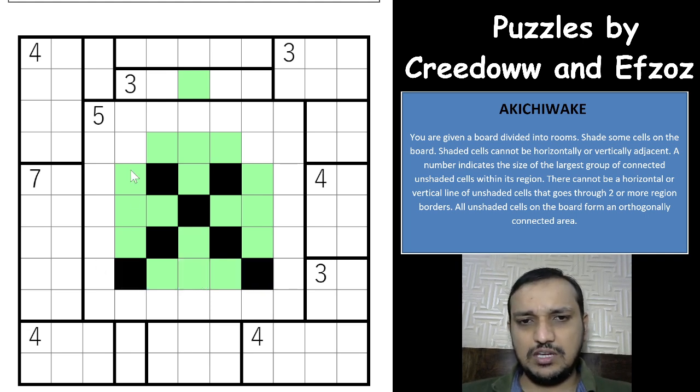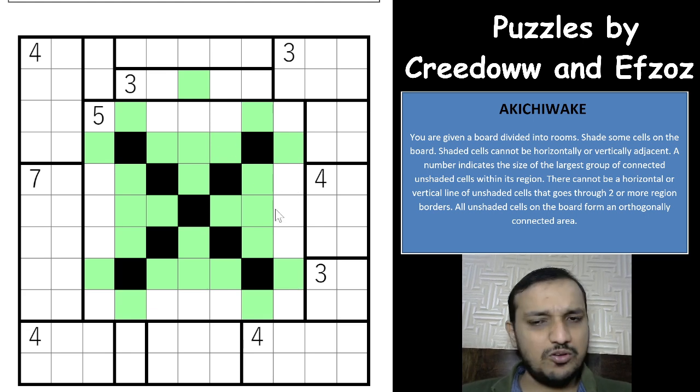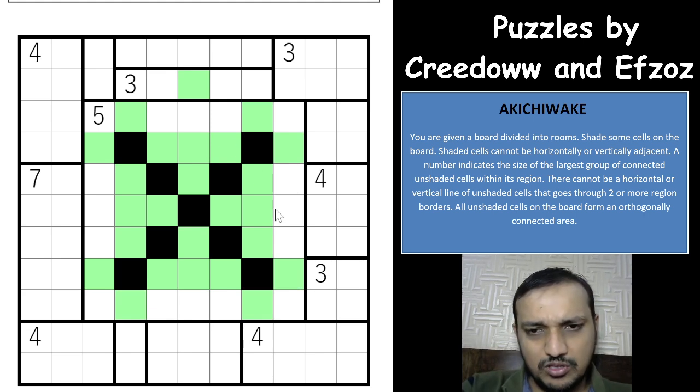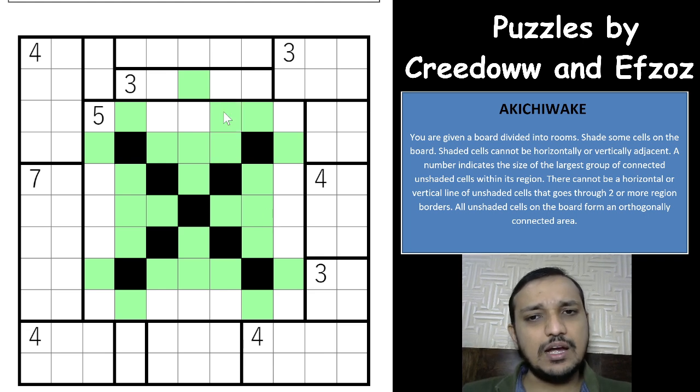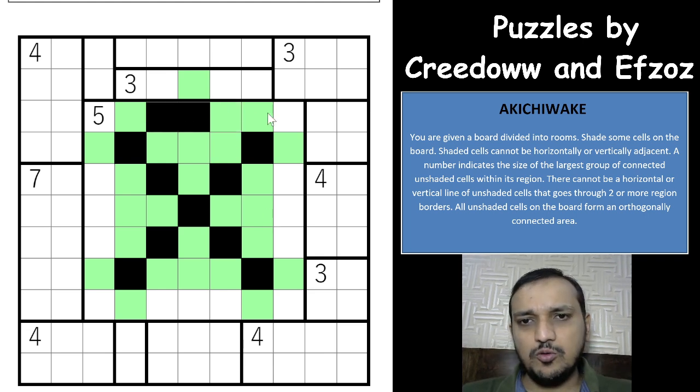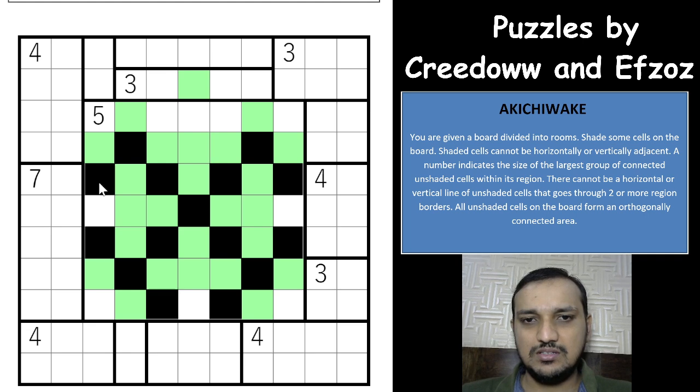Now if you see here, we can shade all of these cells as well to make sure that you don't have a group of more than 5 unshaded cells. What happens if I unshade this? Of course you have a group of 5 unshaded cells, but then you will have to make sure that both of these are shaded. Not possible. So all of these again would have to be shaded. It's a symmetrical pattern, right?